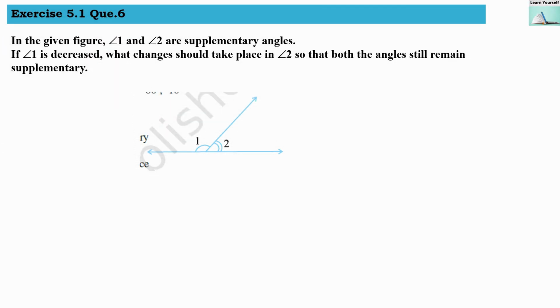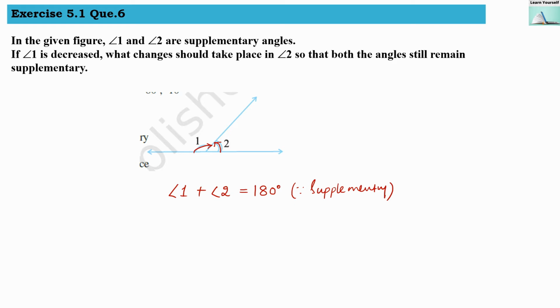Exercise 5.1, question number 6. In the given figure, angle 1 and angle 2 are supplementary angles. As you can see here in the figure, angle 1 is this and angle 2 is this. They both are supplementary. That means when we add the measures of angle 1 and angle 2, they will give us 180 degrees because they are supplementary. If angle 1 is decreased, what changes should take place in angle 2?